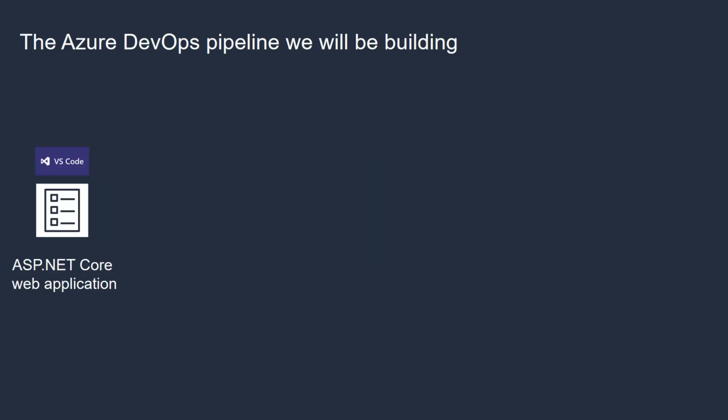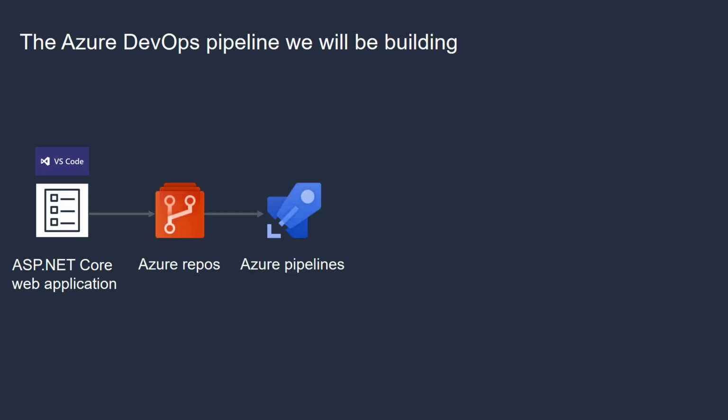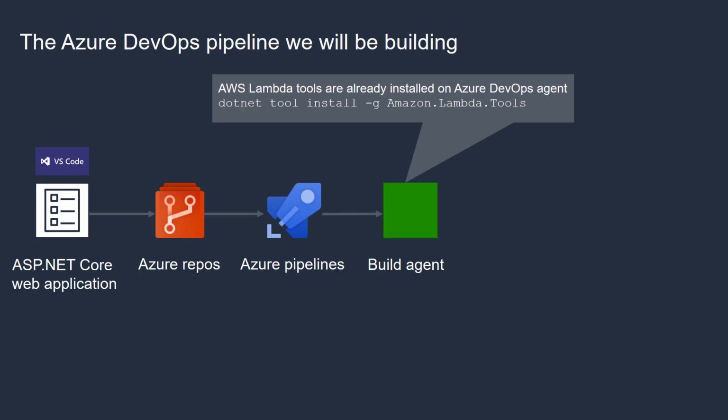This is how we are going to create our pipeline. So we have our ASP.NET Core Web application, which we have coded using Visual Studio Code. We are going to commit into Azure repository that will kickstart our Azure pipeline. And in the build agent, we are going to build this application. This build agent has some tools already installed. So that includes a tool called Amazon Lambda Tools that allows us to deploy Lambda functions into AWS.